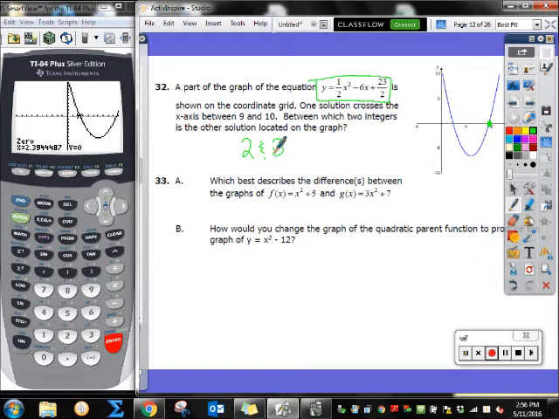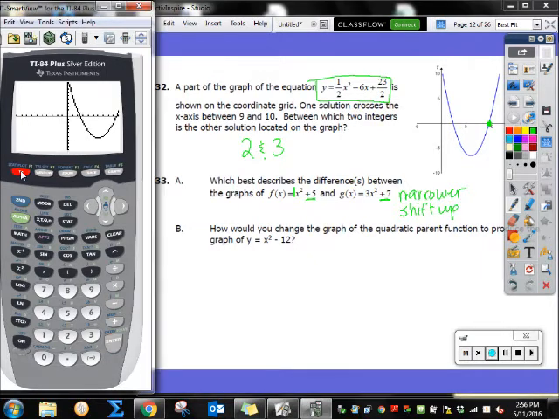For 33, which best describes the differences between those two graphs? So you can put these in your calculator, but you also need to remember you can memorize the shifts that we learned for these quadratic graphs. So if you're going from the number in front of x squared from a 1 to a 3, if it's getting higher, then it's going to be more narrow. Then if it's going from a plus 5 to a plus 7, it is going to shift up. So I'll show you what that looks like in the calculator.